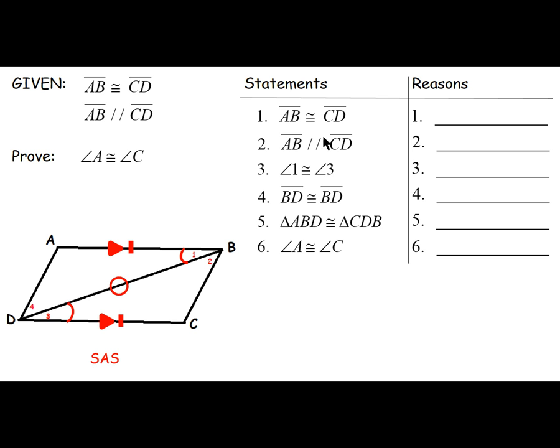So completing this proof, our first two lines, AB congruent to CD and AB parallel to CD, those were both given to us. Why were angle 1 and angle 3 congruent? Because they were alternate interior angles. Segment BD is congruent to segment BD. Everything congruent to itself is the reflexive property. And then our triangles are congruent because of side angle side. Finally, these two angles are congruent because of CPCTC.